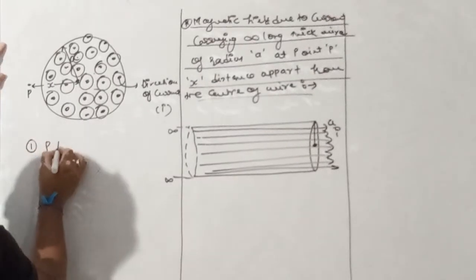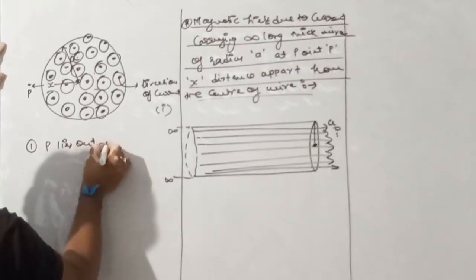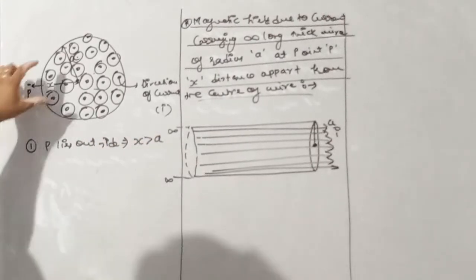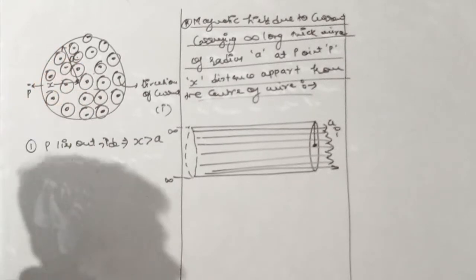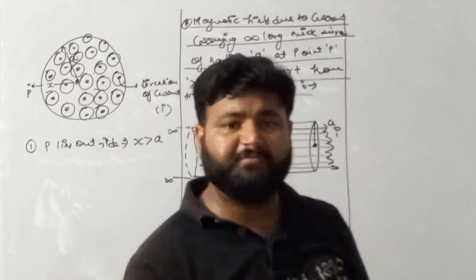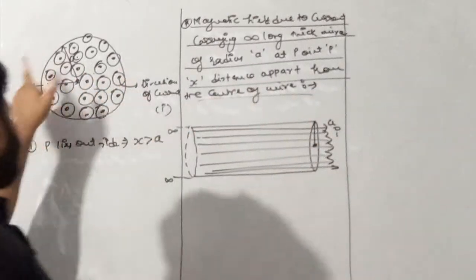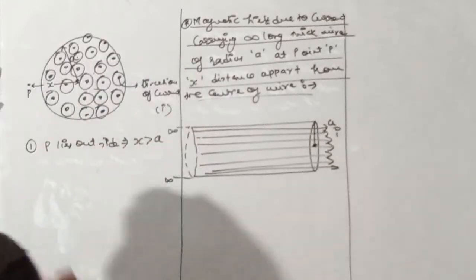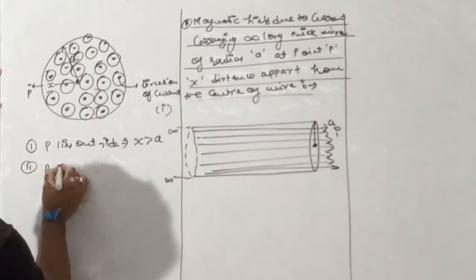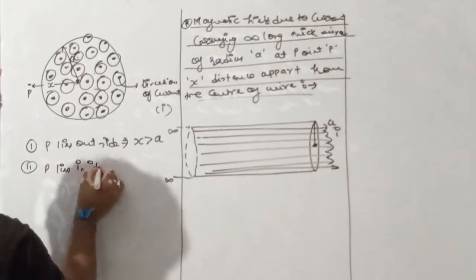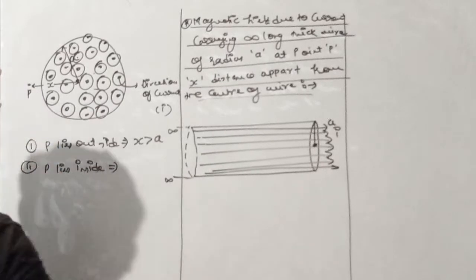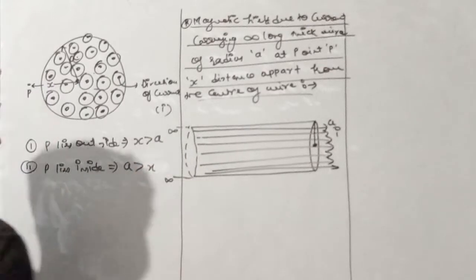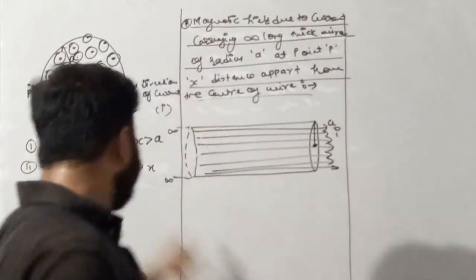First possibility, P lies outside. P lies outside means x is greater than A. See, A is the radius of the wire and x is the distance from the center to point P where we want to find the magnetic field. So if P lies outside the wire, it means the value of x is greater than A. Similarly, second possibility, P lies inside the wire. So I'll write here inside. If P lies inside, it means A is greater than x, or we can say x is less than A, then only P lies inside.